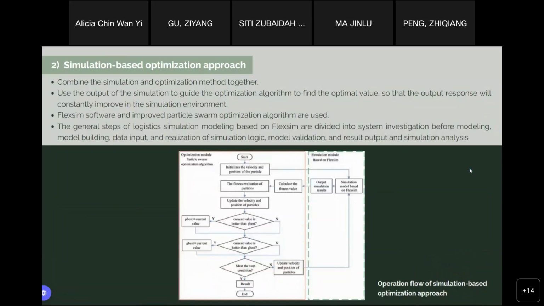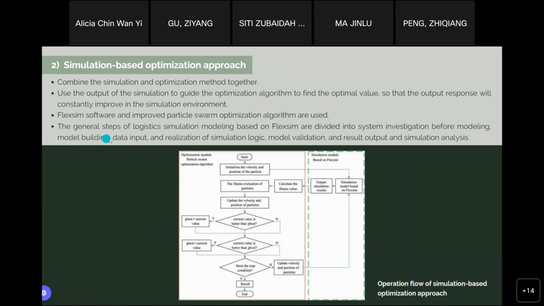Then, this paper also designed a simulation-based optimization approach. It combines the simulation and optimization methods together. Then, they use the output of the simulation to guide the optimization algorithm to find the optimal value. So, the output response will constantly improve in the simulation environment. Then, the FlexSim software and an improved particle swarm optimization algorithm are also used.